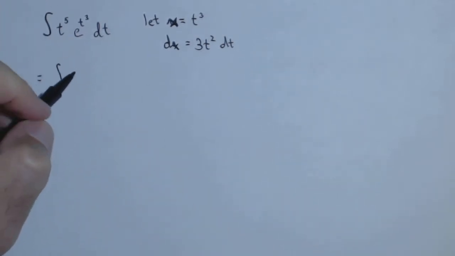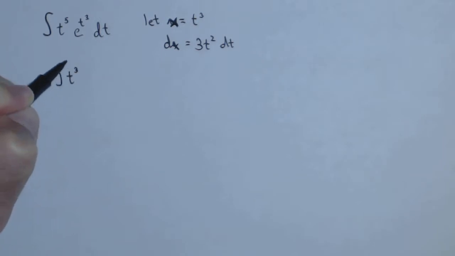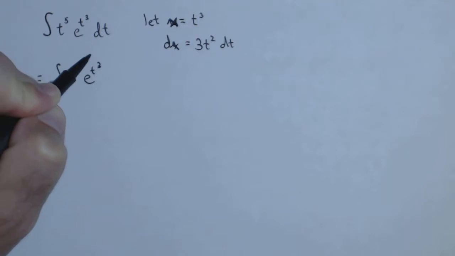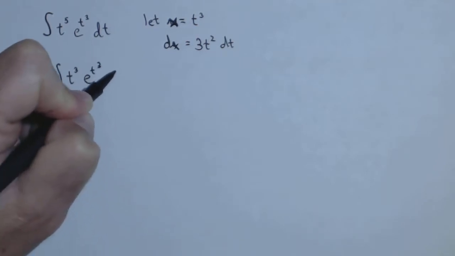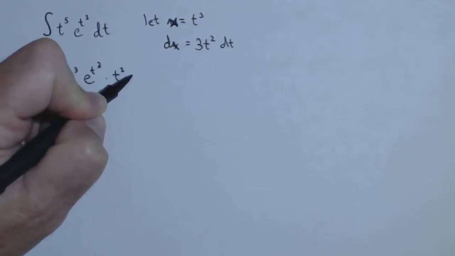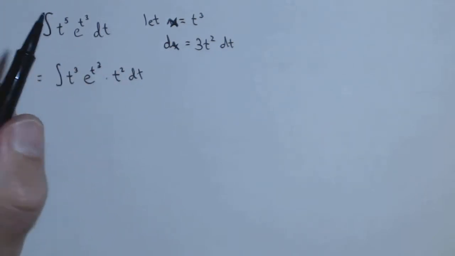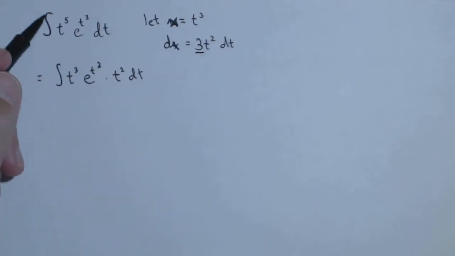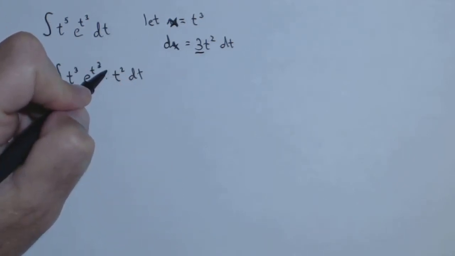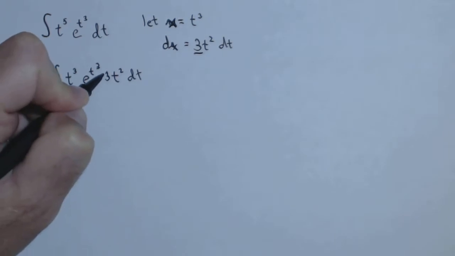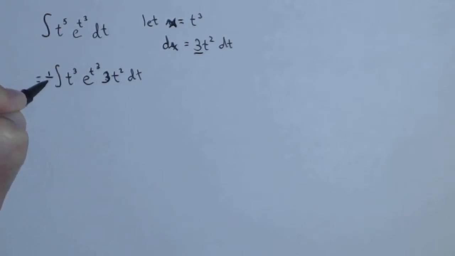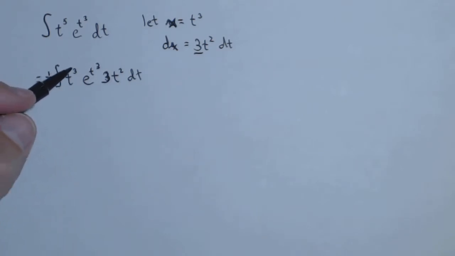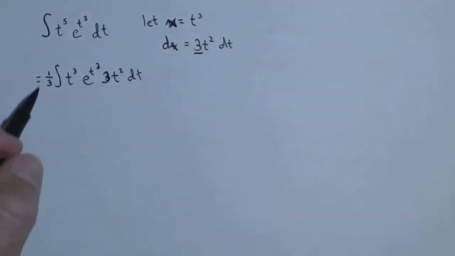Because what I'm going to do is split up the t to the 5th. I'm going to put a t cubed in front, and then I'm going to have a t squared dt. Now, I need it to be a 3t squared dt, so I'm going to put in the 3 in front of the t squared, and to balance that out, I'm going to put a 1/3 out front. That 3 times the 1/3 multiplied together will cancel each other out.